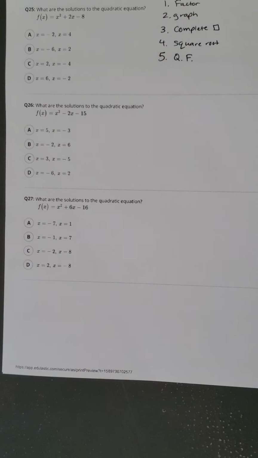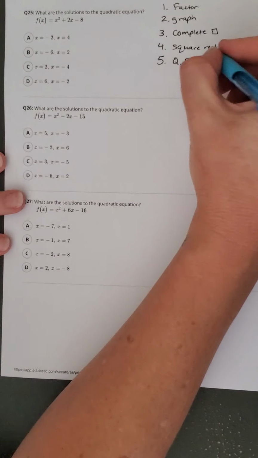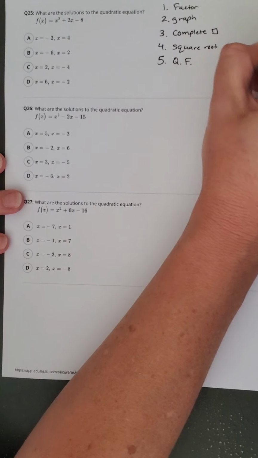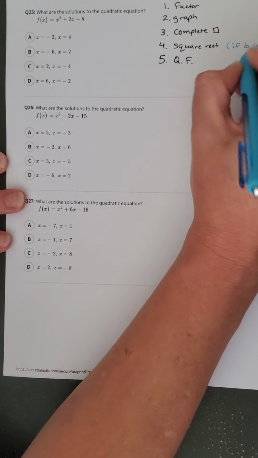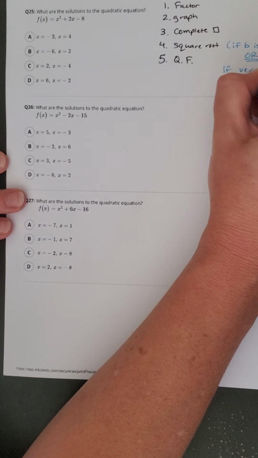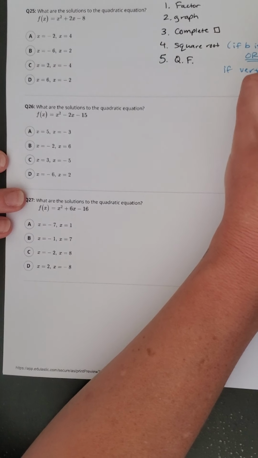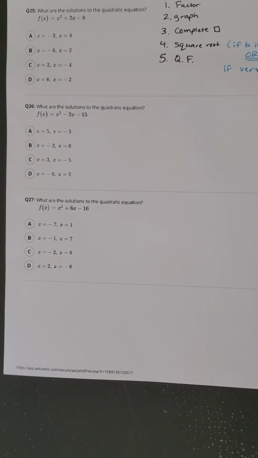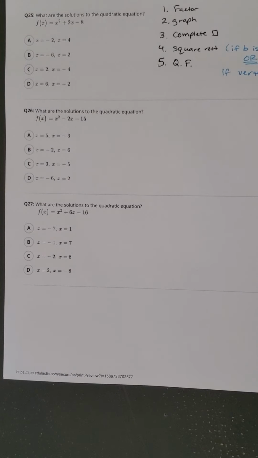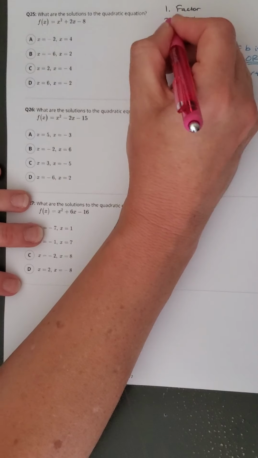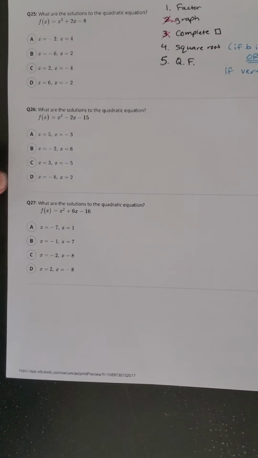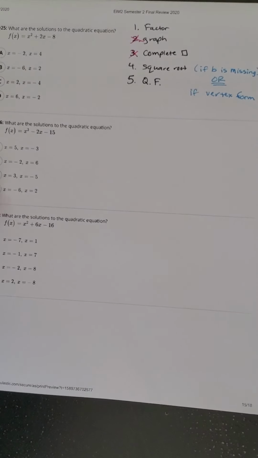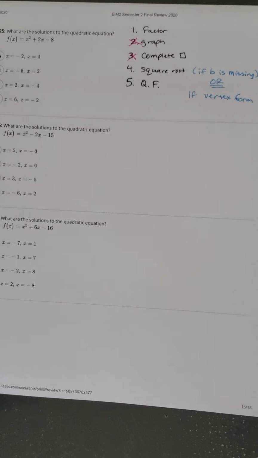Now, the thing about the square root method is that it's only if b is missing or if you have vertex form. So the square root method is fast, but only if you have one of those two. Complete the square, I probably would avoid doing. It works every time, but I would probably skip these two and just use one of those 3: either factor, square root, or quadratic formula.